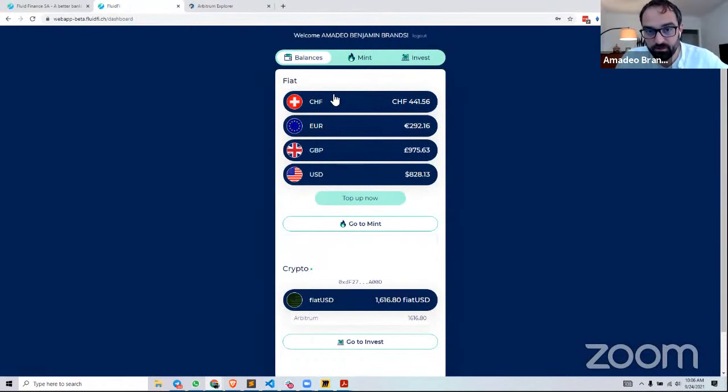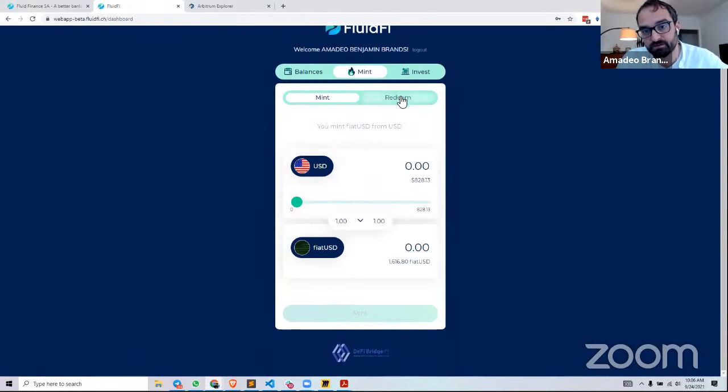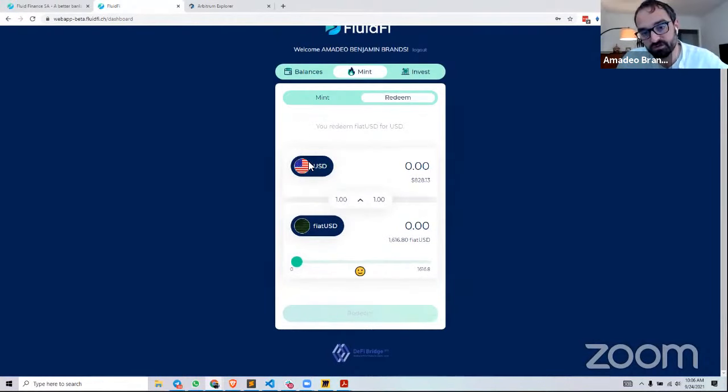So now let's go back. If we want to redeem this, we go from fiat USD to USD. So let's get our funds back, right? So again, I want to explain before I continue a little bit further what is happening here and how we position this.